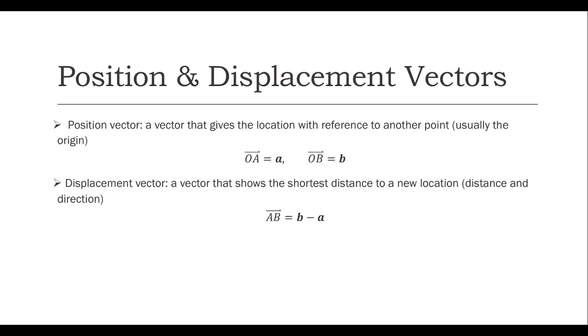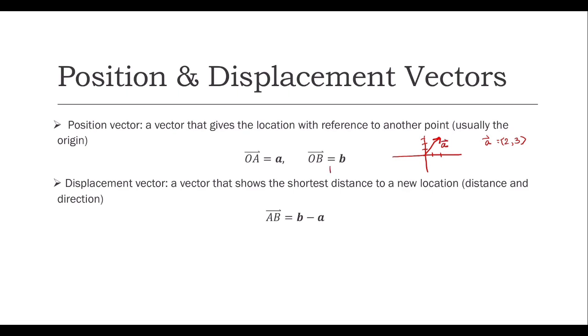Finally, we have position and displacement vectors. A position vector is a vector that gives a location with reference to another point, which is typically the origin. So if we had that vector A equals 2, 3, you'd go over 2, up 3. So that's where point A is. And then from the origin to A, this would be your vector.